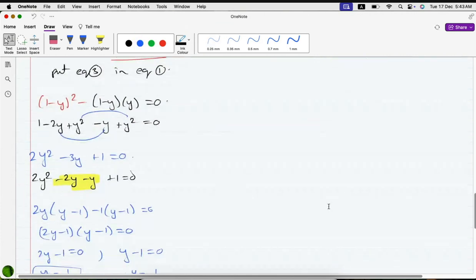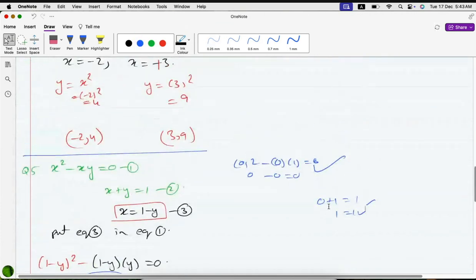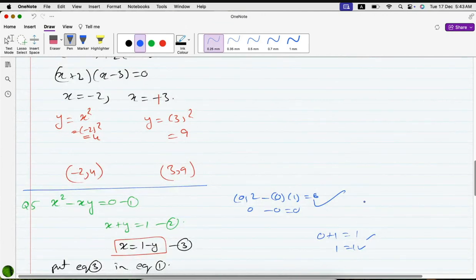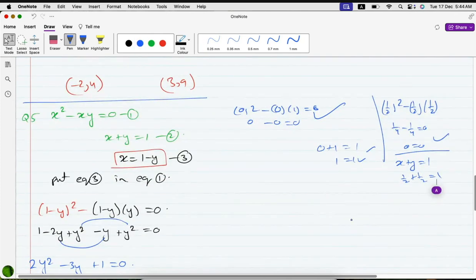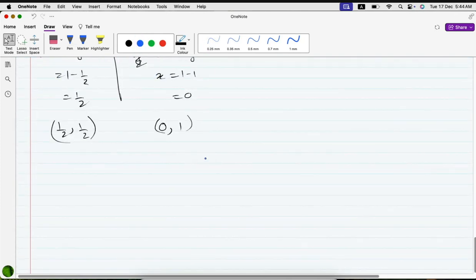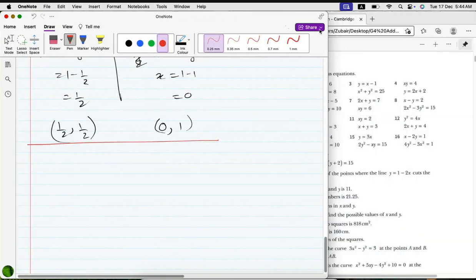Now this second point is 1 by 2, 1 by 2. So 1 by 2 squared minus 1 by 2 into 1 by 2 is again 1 by 4 minus 1 by 4 equals 0. 0 equals 0. Satisfied? Left hand side equals right hand side. x plus y is equal to 1. So half plus half is again 1, equals 1. So yes, the points are correct. If we have time to recheck the question, we can do that during the exam.